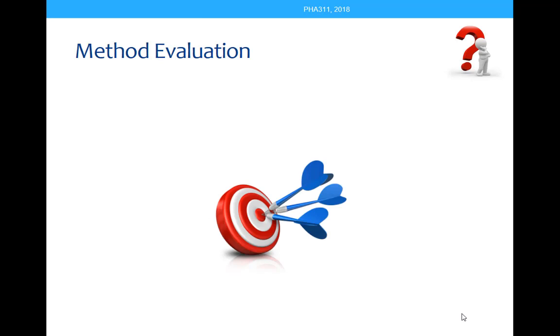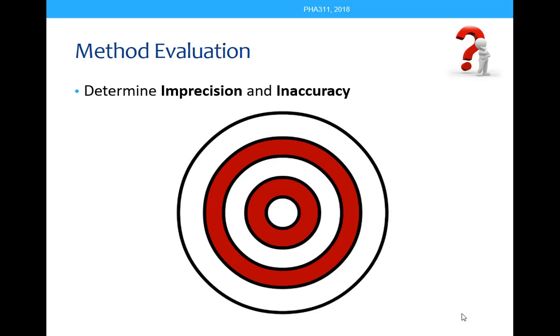Method evaluation. Every time you perform a test in the lab, it should be at the right target, right? This is what we want to achieve, but that doesn't happen all the time. There is always some imprecision and some inaccuracy. Now this is a dartboard, where we want the result to be here. We want to nail it in the center.